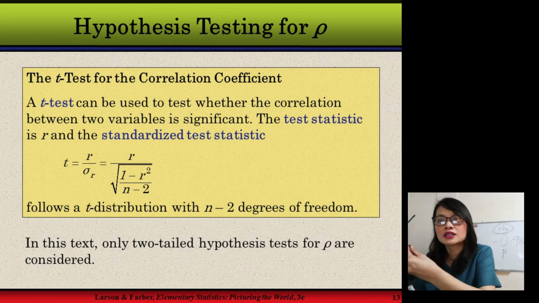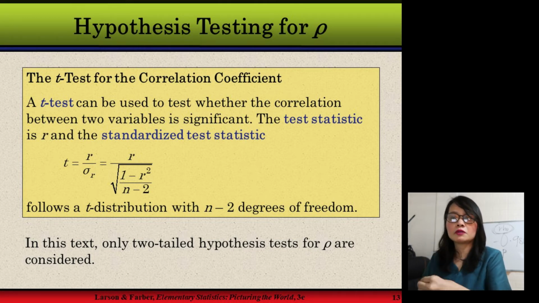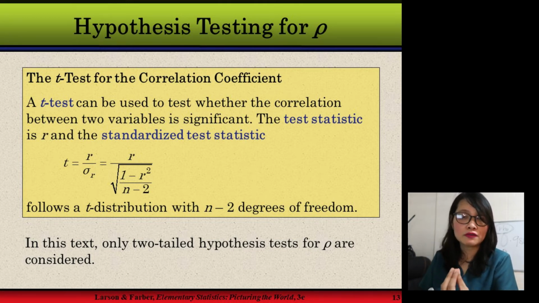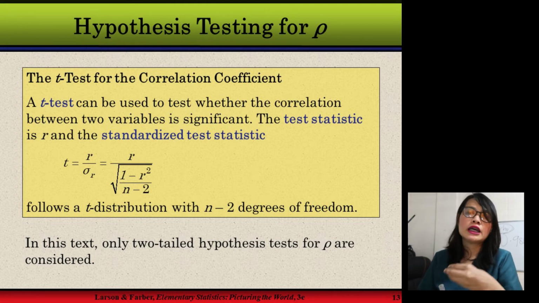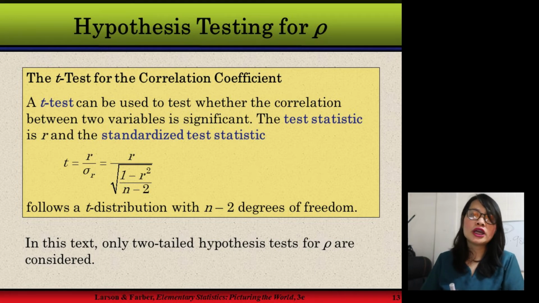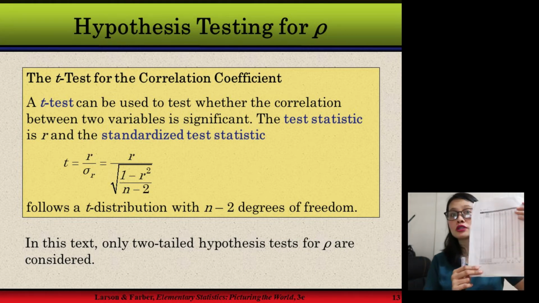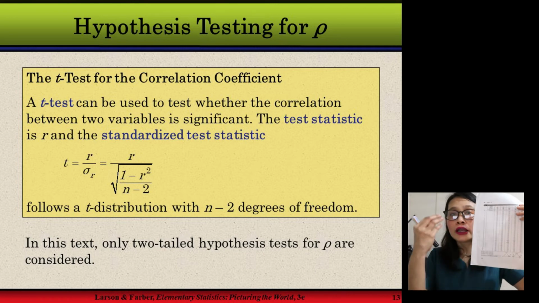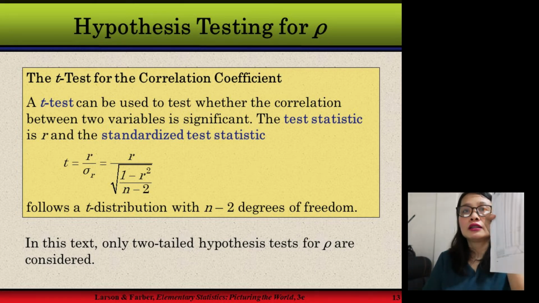The test statistic is R, and the standardized test statistic will be t equal to R divided by the standard deviation of the population sub R, or simply R divided by the square root of (1 minus R squared) over (N minus 2). It follows a t distribution with degrees of freedom N minus 2. Remember you have the t distribution table. You need it to test whether the two variables are significantly correlated to each other.